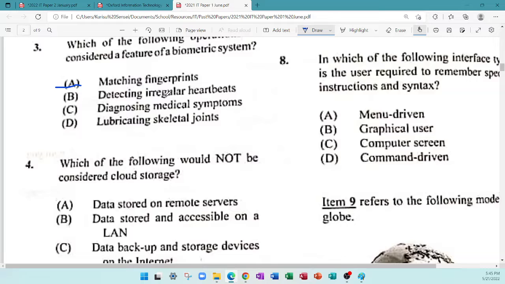Good. You could have easily looked at the other answers and seen they basically don't make any sense, because we don't scan for heartbeat. There is no system that diagnoses medical conditions, or else each one of us will be sick.